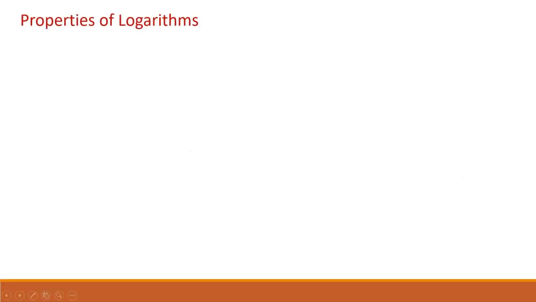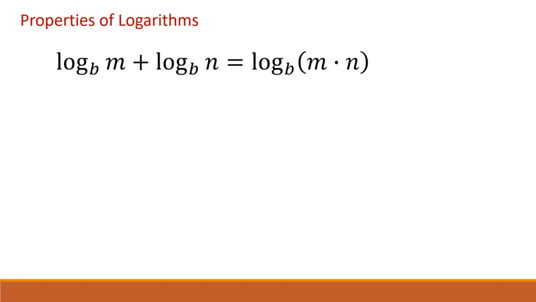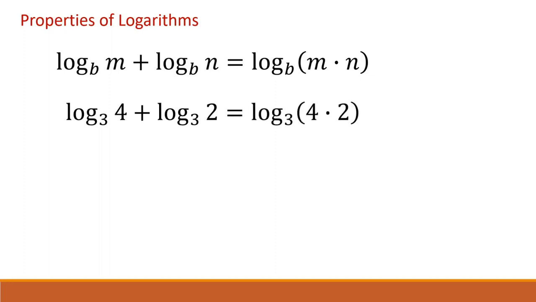Properties of logarithms allow us to combine log expressions, expand log expressions, or solve log equations. In all of these properties, you'll notice that the base of our log doesn't change. Our first property says that the sum of two logs is the log of a product. For example, log base 3 of 4 plus log base 3 of 2 is log base 3 of 4 times 2, or log base 3 of 8.